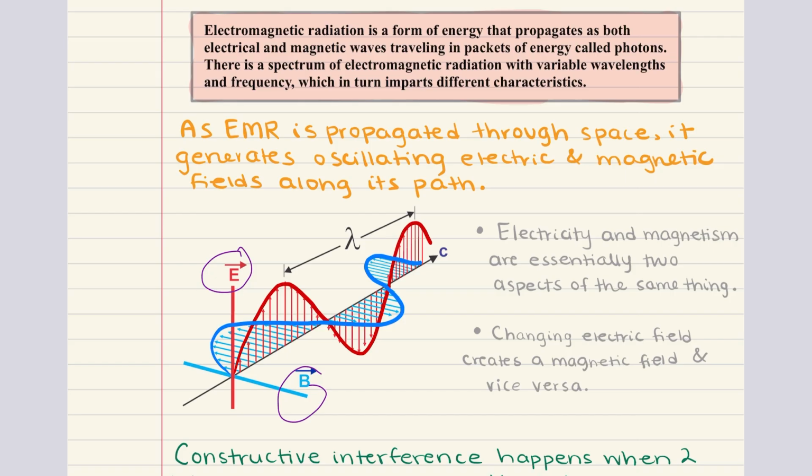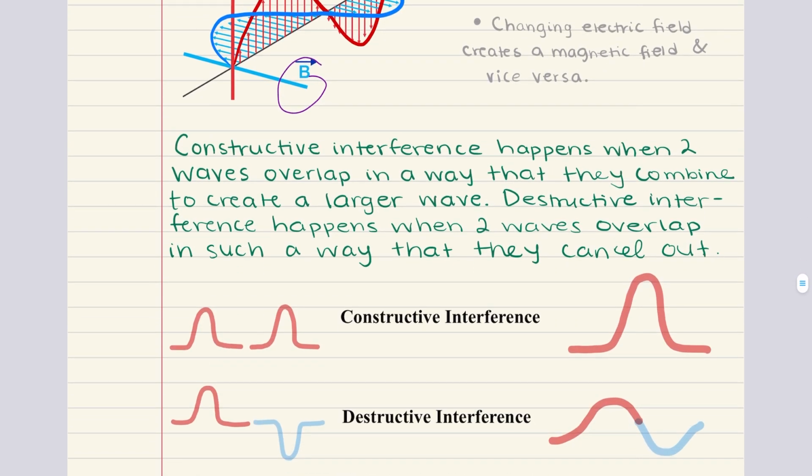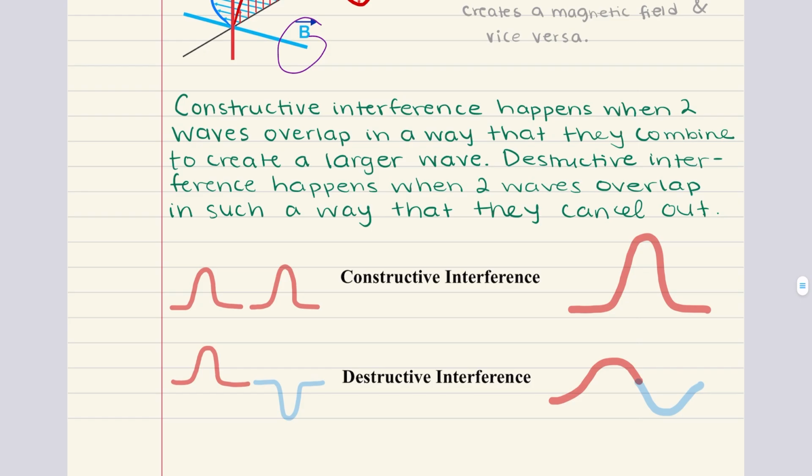It's also important to note that electricity and magnetism are inherently connected. They are two aspects of the same phenomenon. This is why electromagnetic radiation can be described as oscillating electric and magnetic fields traveling together. Now, I'm not going to test you on electric or magnetic fields. That's for your physics classes, but I just want you to have some sort of imagery about electromagnetic radiation as it propagates through space. Now, let's take a moment to understand another key property of waves, and that is interference.